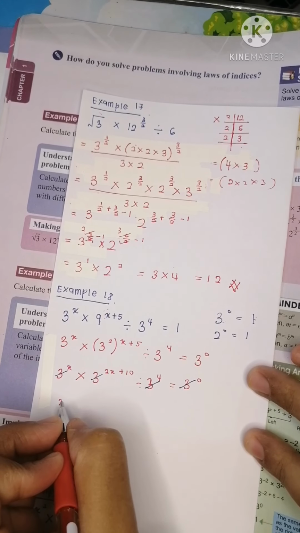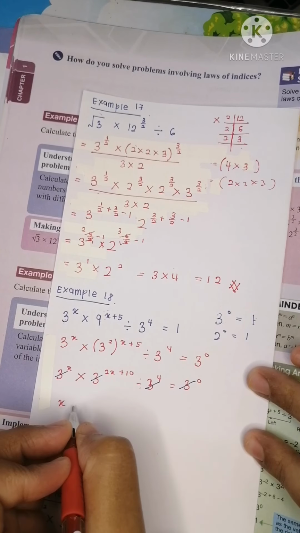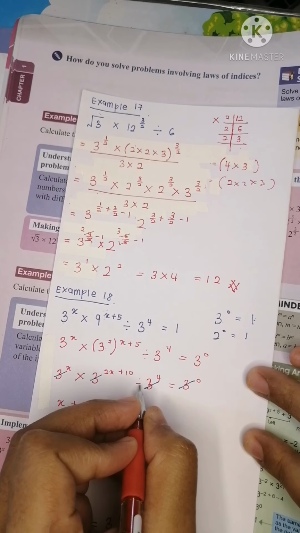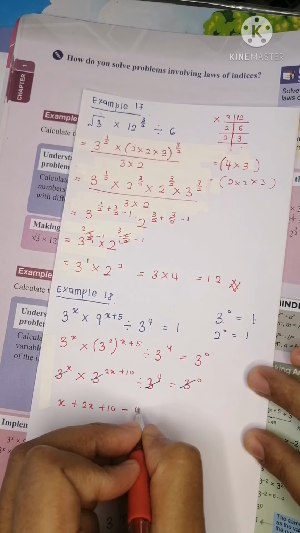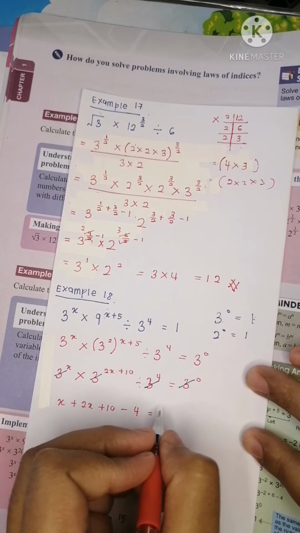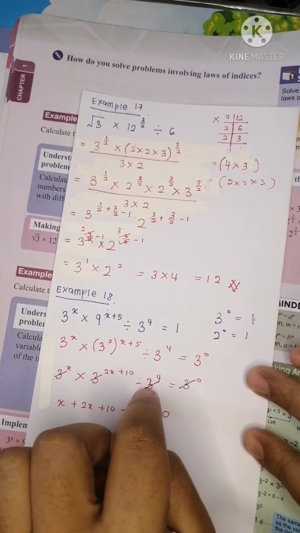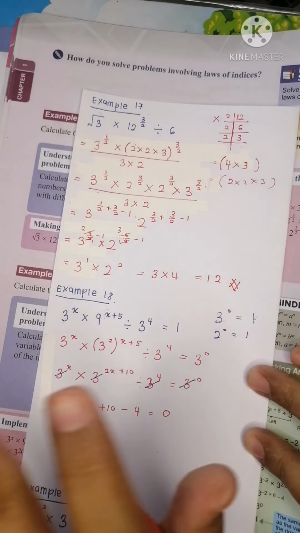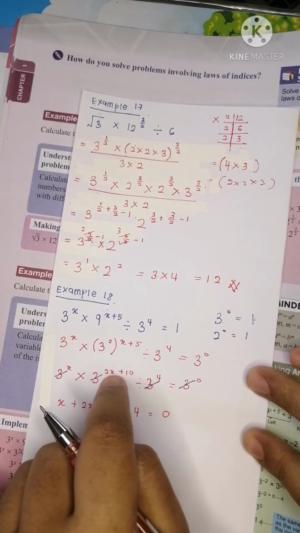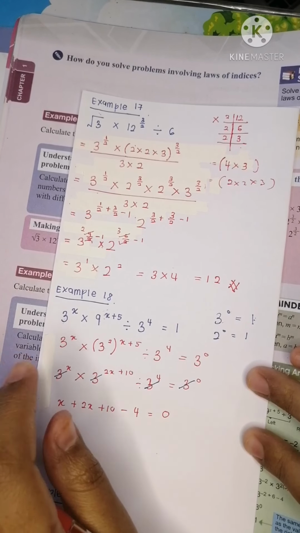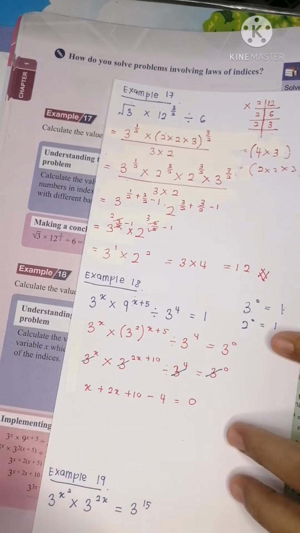So now x, and then multiply, it will become plus 2x plus 10. Divide, it will become minus 4, equal to 0. Remember, since the base is already the same, we just cut or ignore it and focus on the power, because we want to find the value of x as stated in the question.